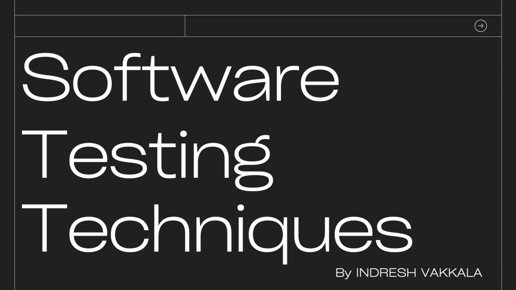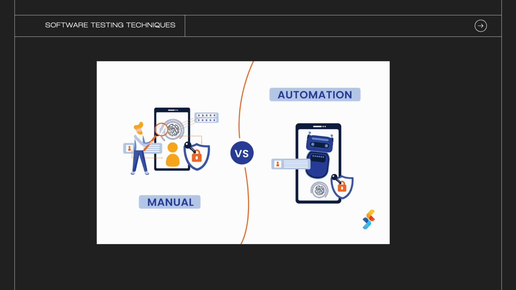Software testing techniques. Software testing is a critical phase in the software development lifecycle, ensuring the quality, reliability, and performance of software products. In the realm of software testing, two primary methodologies reign supreme: manual and automation testing. Each approach has its own merits suited for different contexts and requirements within the software development process.